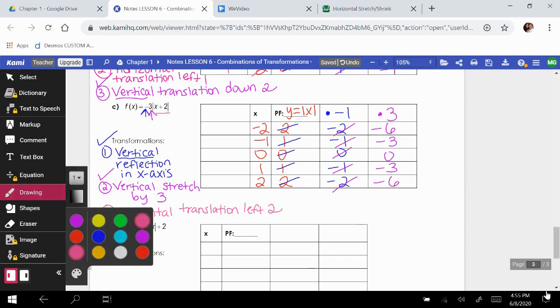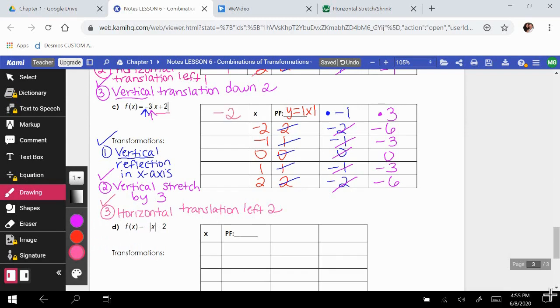Right, and last but not least, we have horizontal translation, left 2. It's horizontal, so that changes your x value. Left 2, we're going to go minus 2 to move it to the left. It's weird, remember, see how it's opposite of what was originally written? Okay, negative 2 minus 2 is negative 4. Negative 1 minus 2 is negative 3. Here we'll have negative 2, negative 1, and 0. All right, and that's how we fill out the chart.